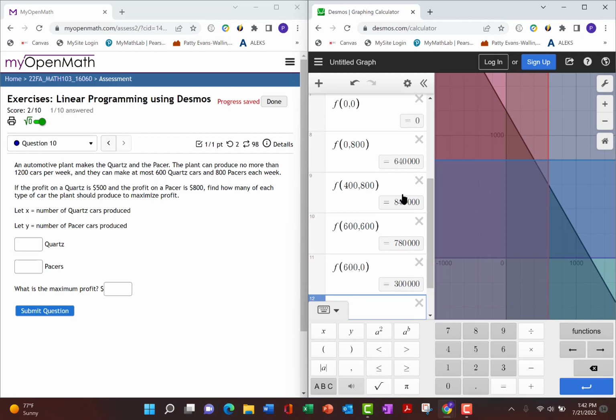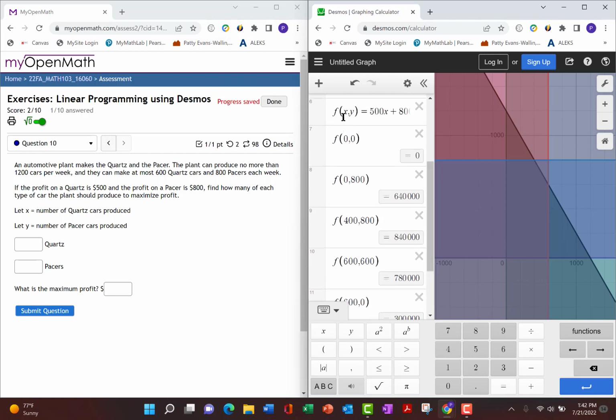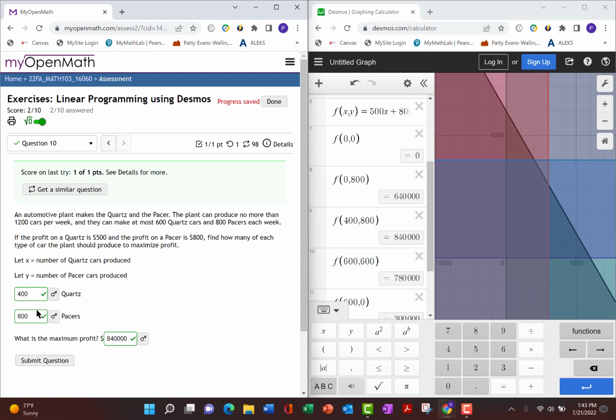So the 840,000 is the biggest, with an x value, which is always the first ordered coordinate of the ordered pair, and the y value second. So x is 400, y is 800. So remember, x is quartz, so we need to make 400 quartz, y is pacers, 800 pacers, and the actual maximum profit is 840,000. So 840,000, and I submit the question, and we got it right.